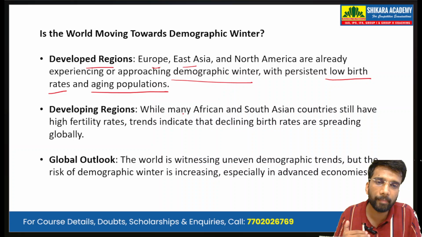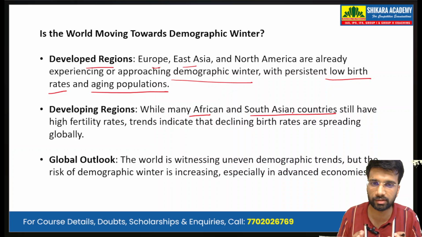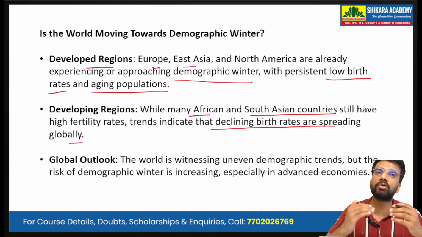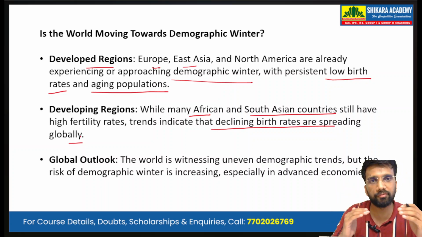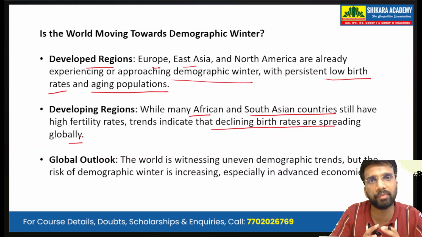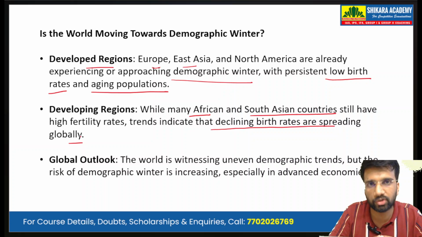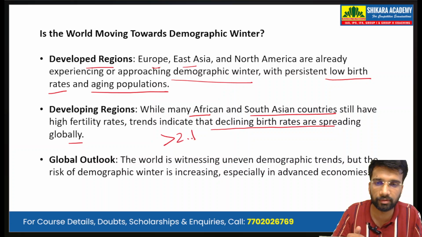In developing regions, while many African and South Asian countries still have high fertility rates, trends indicate that declining birth rates are spreading globally, including India. So in India, our total fertility rate has fallen below 2.1, that is the replacement level. But in some of the African countries, as well as in other South Asian countries like Pakistan and Bangladesh, they are yet to reach the total fertility rate of 2.1. Their TFR is greater than 2.1.